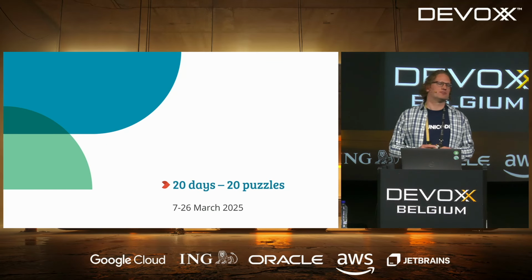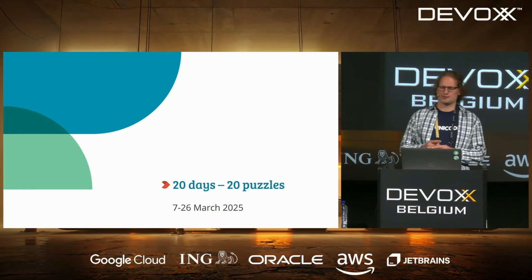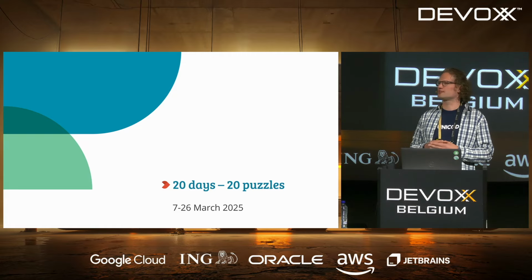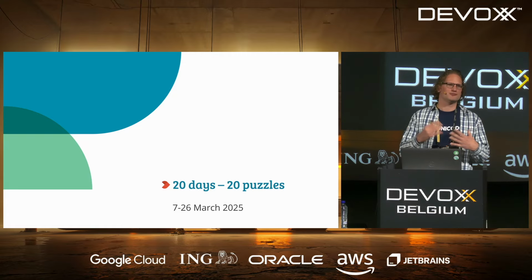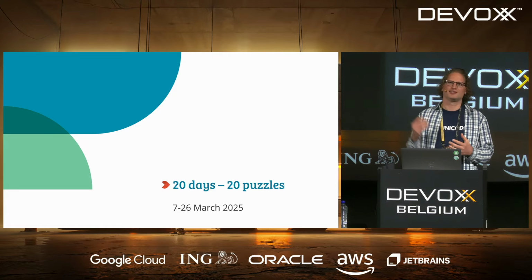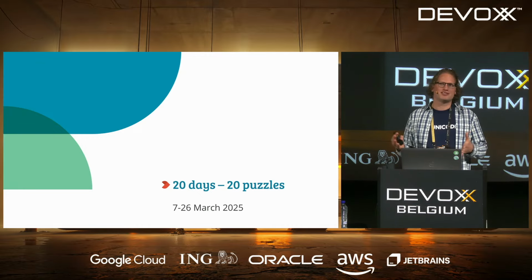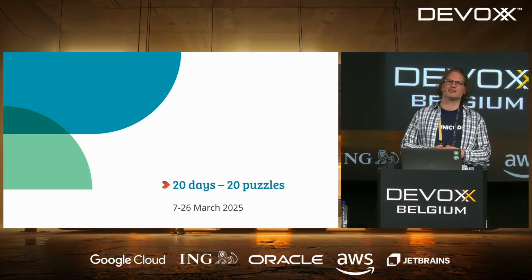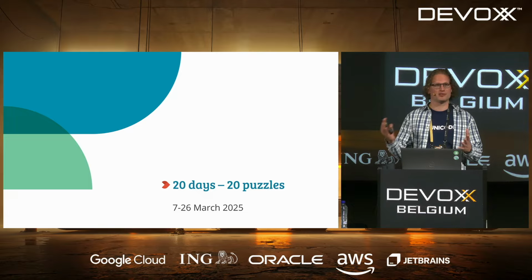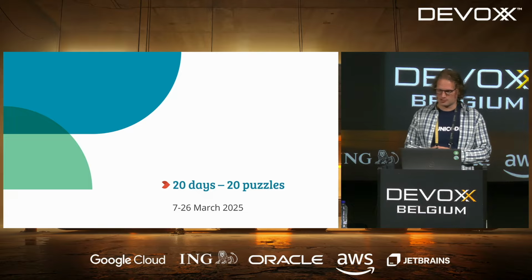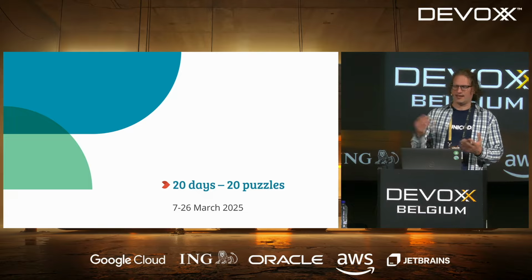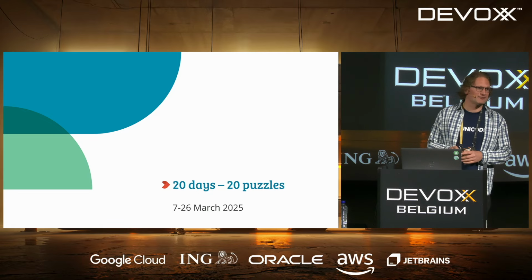But now I want to talk about the event. Last year, I was also here at Devoxx, and I made an announcement that I would publish all my puzzles. At that time, they weren't ready yet, but I made a commitment back then. And so I published them in March. I ended up making 20 puzzles in total. And now it's time to look back at what happened.